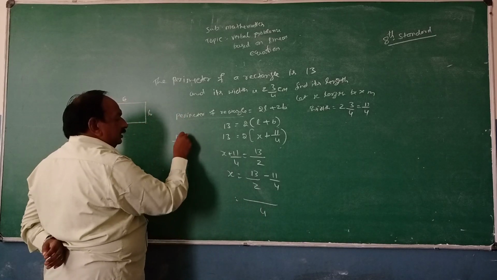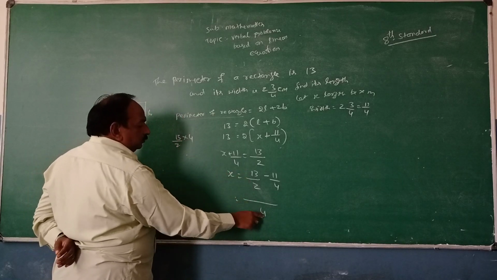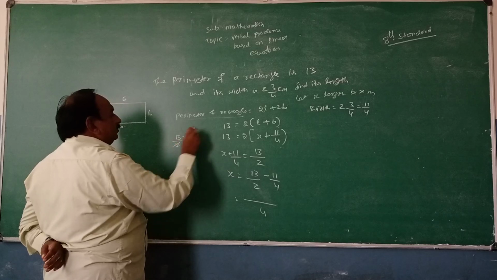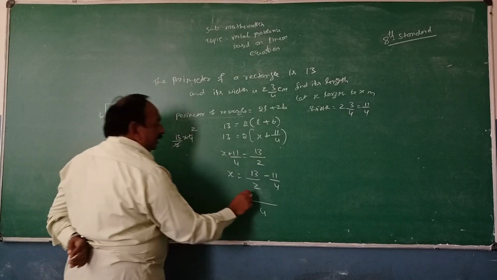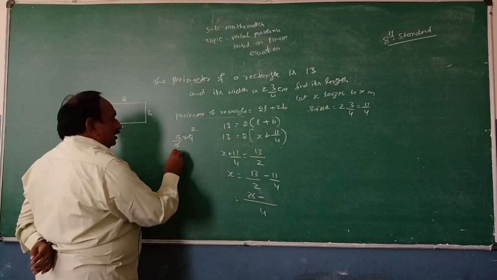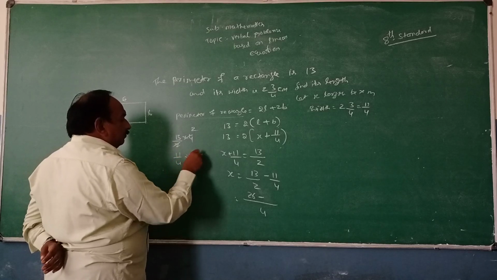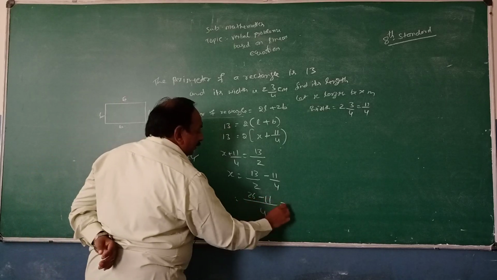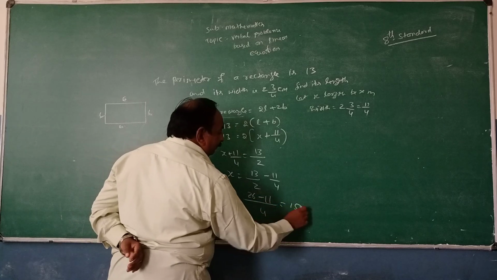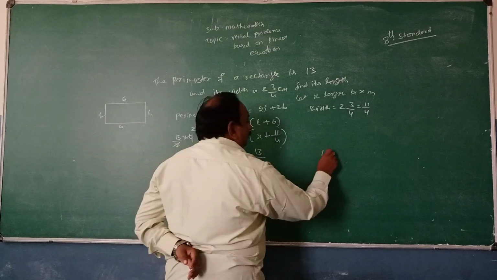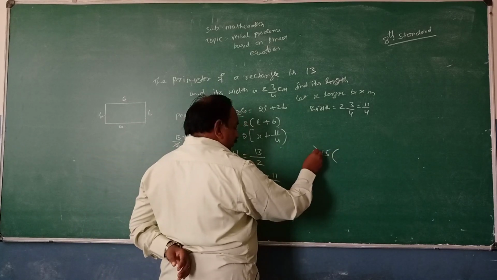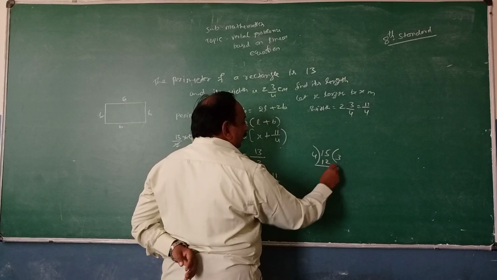13 by 2 into 4, 2 1s are 2, 2 2s are 4, 13 2s are 26, minus 11 by 4 into 4. 4 4 cancel, 11. 26 minus 11 is 15 by 4. Make it into a mixed fraction. 4 3s are 12.